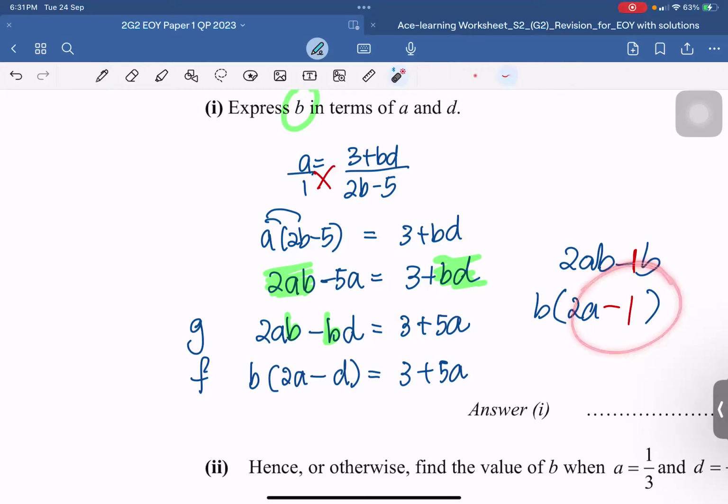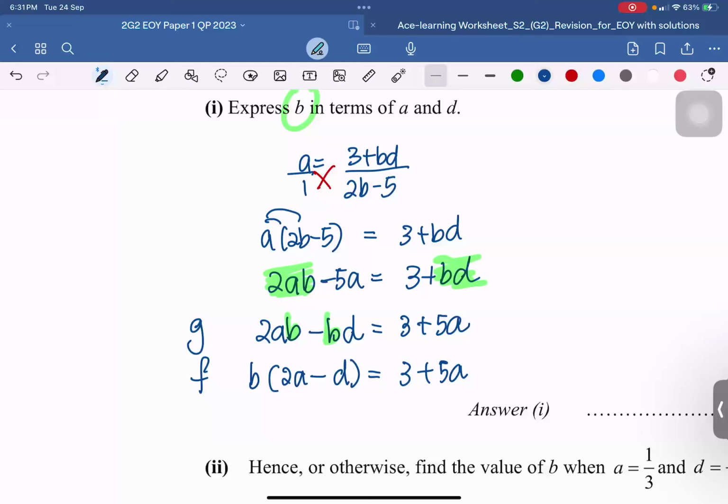Take note, special case. In a case like this, you tell me you don't know what it is. Must have 2 terms. The number is actually minus 1. Okay. Then down here, continue. We have b. Last but not least, I divide. Divide which one? Which one goes to the denominator?